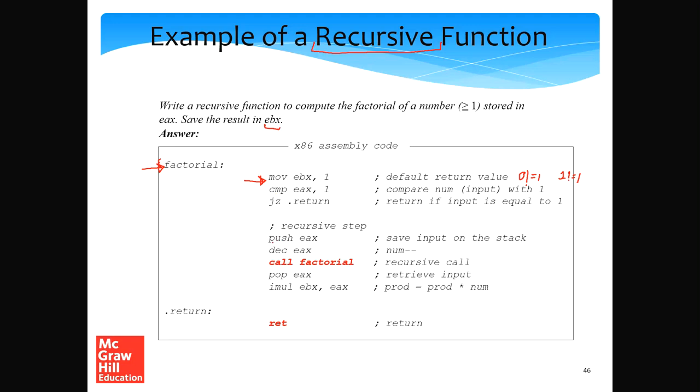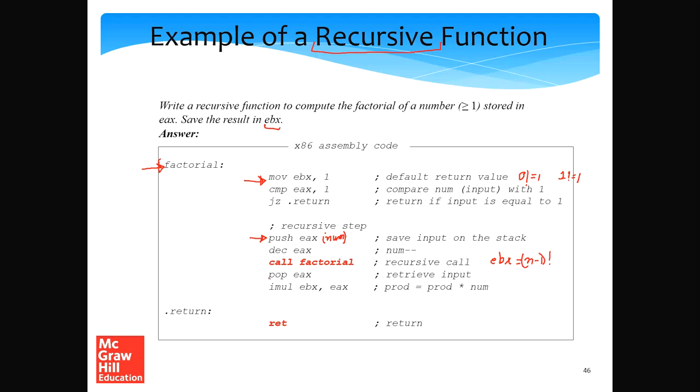In the recursive step, we push the value of EAX, which is the number n that we got. We are actually calling it num over here. So we push the number num on the stack. We decrement EAX and then we call the factorial function. After calling the factorial function, what is the expectation? The reason this is made in red is because these are the important instructions. The expectation is that EBX will contain n minus 1 factorial.